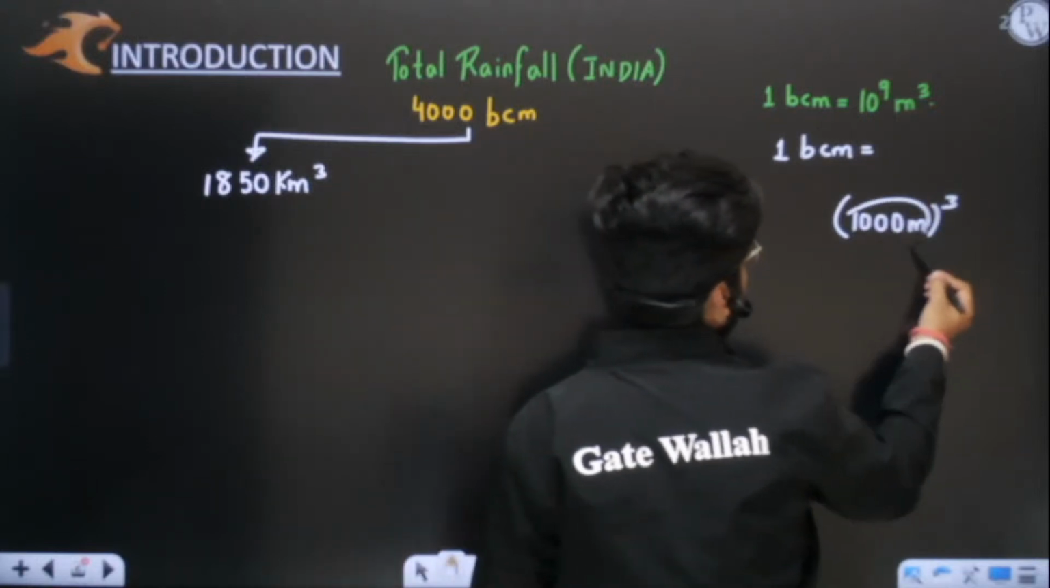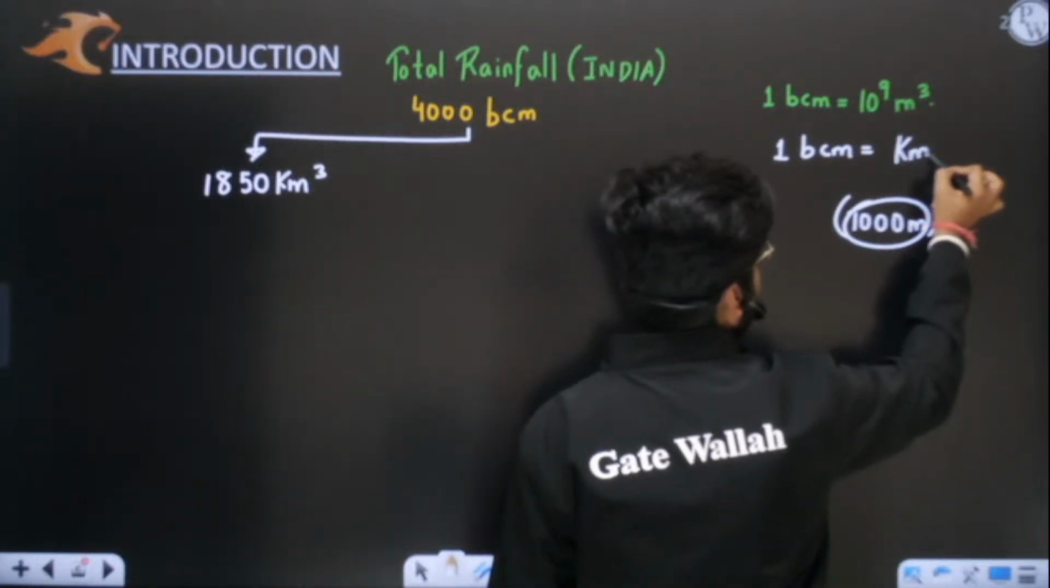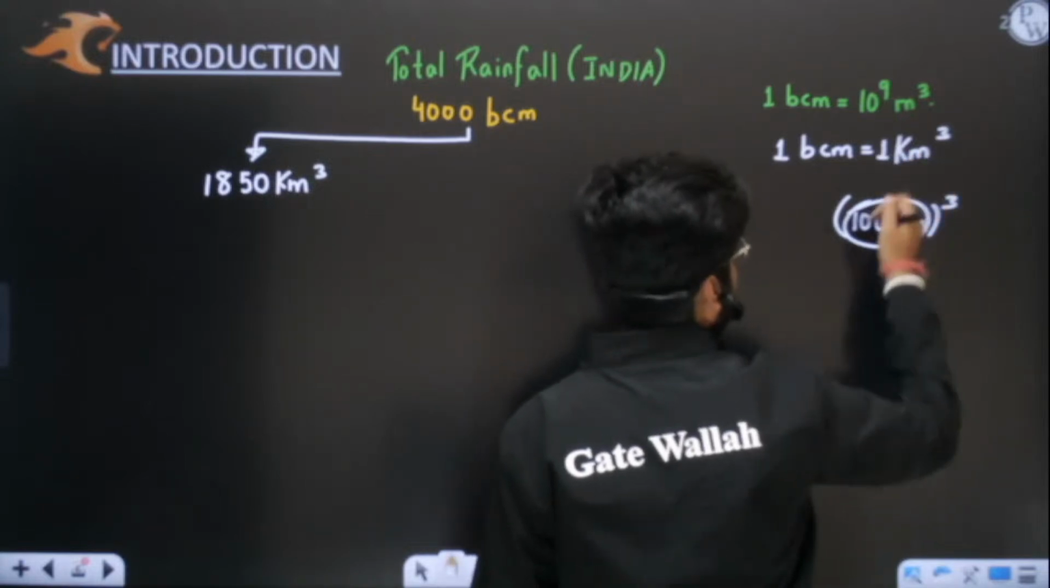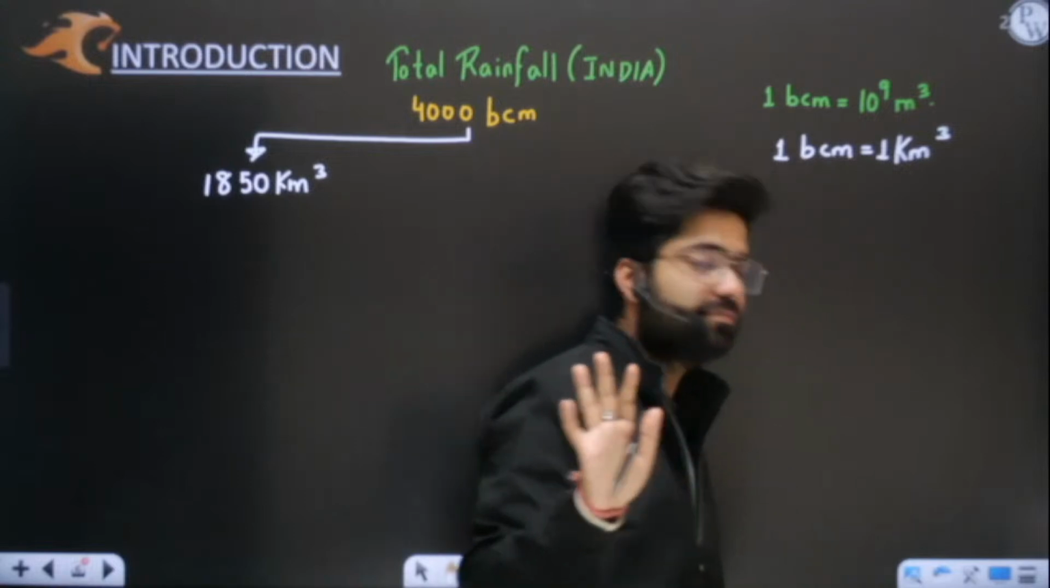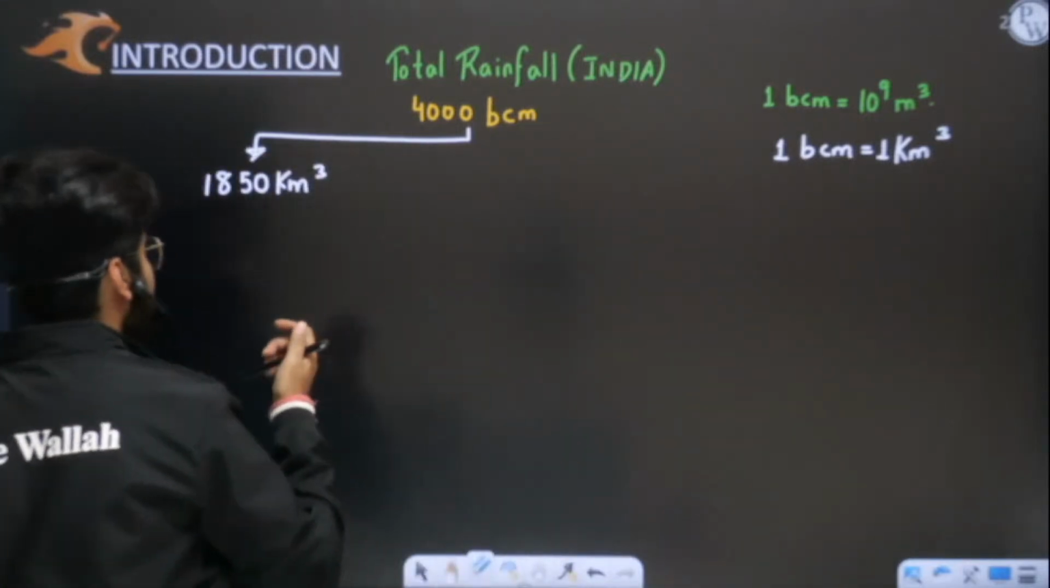This is 1 kilometer, this is 1 kilometer. So we can simply write kilometer cube. So 1 BCM is nothing but 1 kilometer cube. One and the same. I hope this is clear to you. Yes or no? So kindly comment everyone.